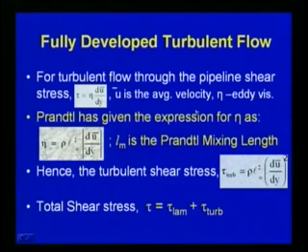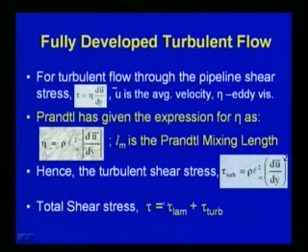Prandtl has shown that this eta, the eddy viscosity, can be written as rho Lm square modulus of du bar by dy, where Lm is Prandtl's mixing length. Hence the turbulent shear stress, tau turbulent, can be written, if we substitute for eta, as rho Lm square into (du bar by dy) square. Depending upon the problem, the total shear stress will be tau is equal to tau laminar plus tau turbulent.